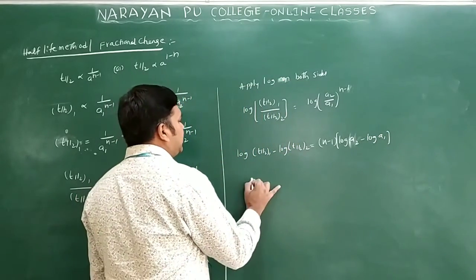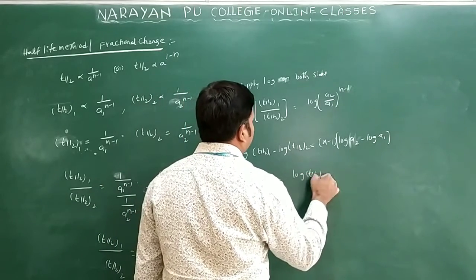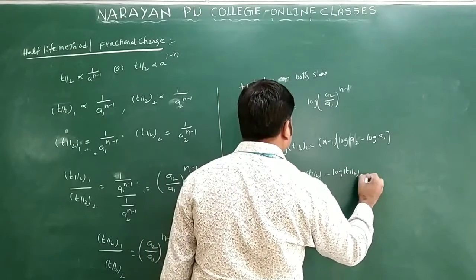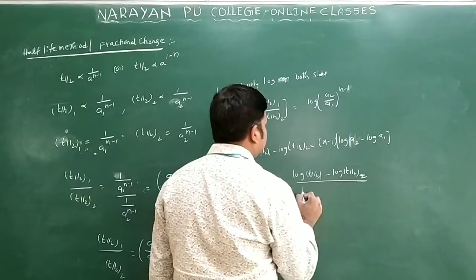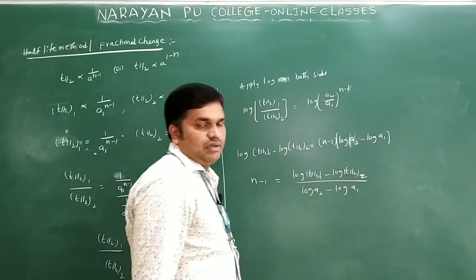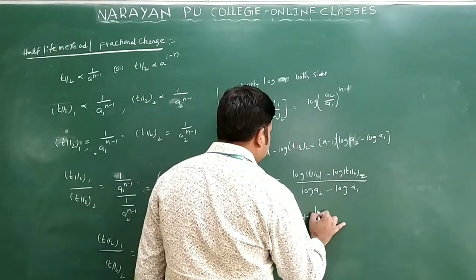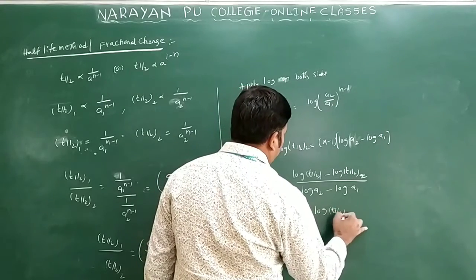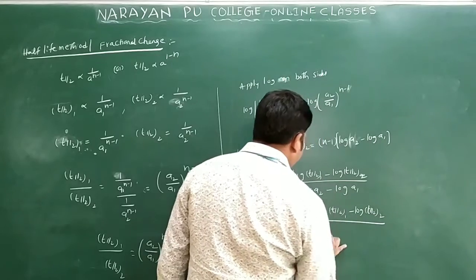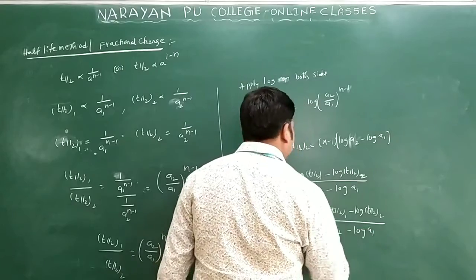Clear now? Now n minus 1 is equal to log t1 half minus log t2 half by log A2 minus log A1. Now from this I get n is equal to 1 plus log t1 half minus log t2 half by log A2 minus log A1.